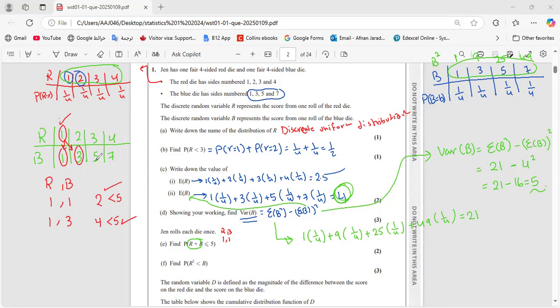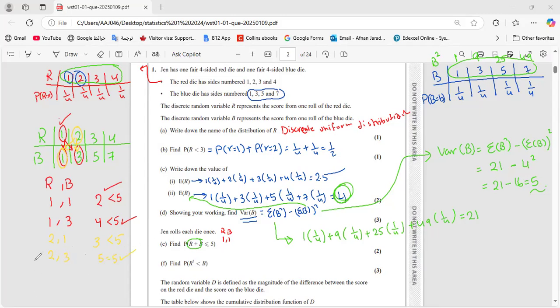6 is greater than 5. Go to 2. Okay. 2 plus 1 equals 3, and 3 is less than 5, accepted. 2 plus 3 equals 5. And you need all the values of R plus B that are less than or equal to 5. So take 2 red and 3 blue, which equals 5.